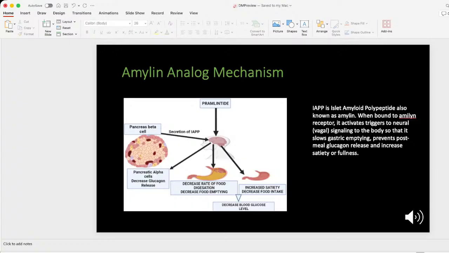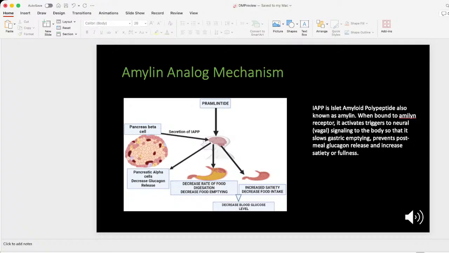The amylin analog is interesting because it's actually going to work mostly in the brain. The medication typically here is pramlintide. When a patient takes it, it's going to bind to the amylin receptor and activate neural signaling in the body so that it slows gastric emptying, prevents post-meal glucagon release, and increases satiety or fullness.